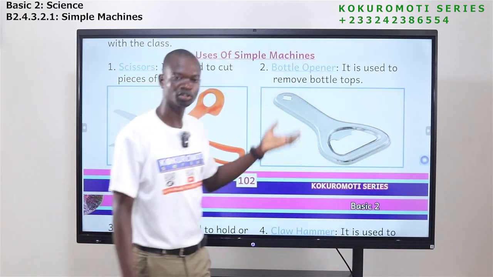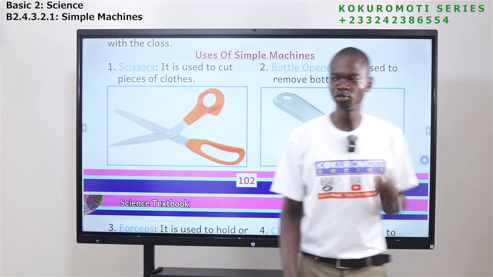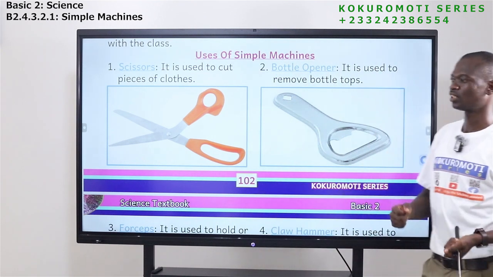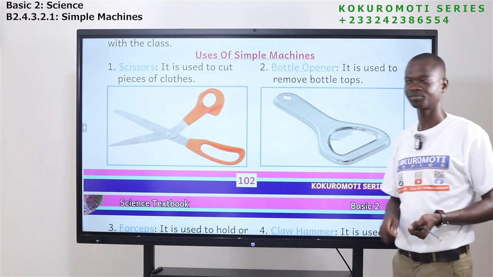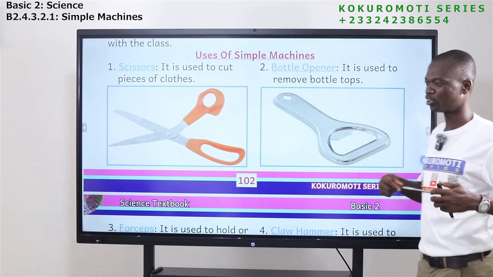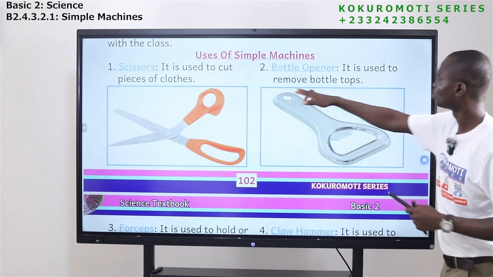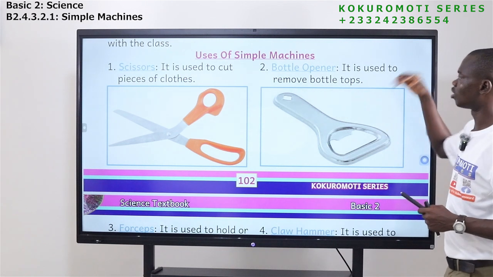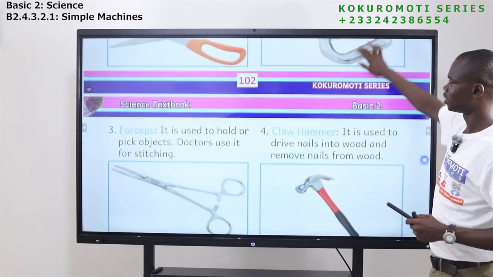The next one, bottle opener. This one, we use to open bottles. So from today onwards, if you use your teeth to open bottles again, and your mother reports you to me, I'll come to your place and you see what will happen. So this bottle opener is used to remove bottle tops, or open bottles.